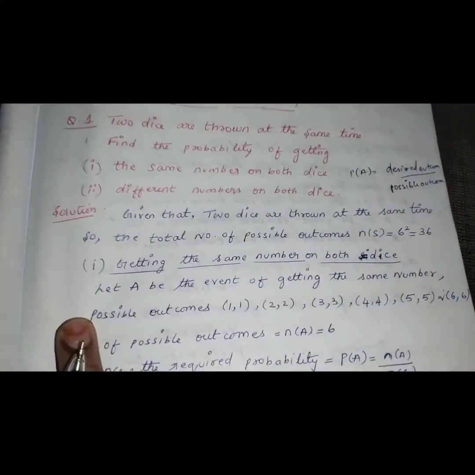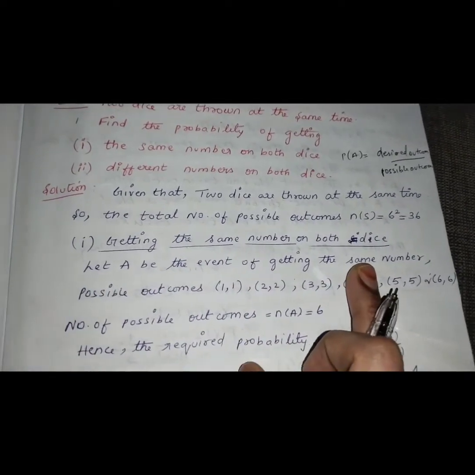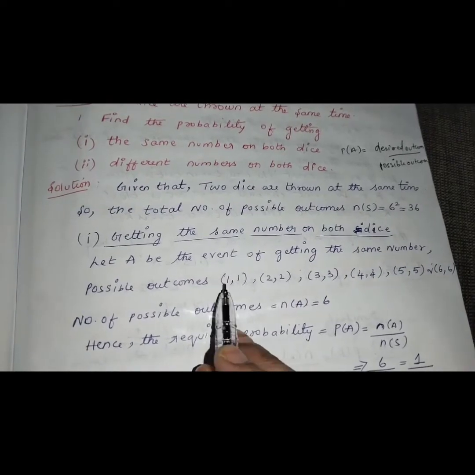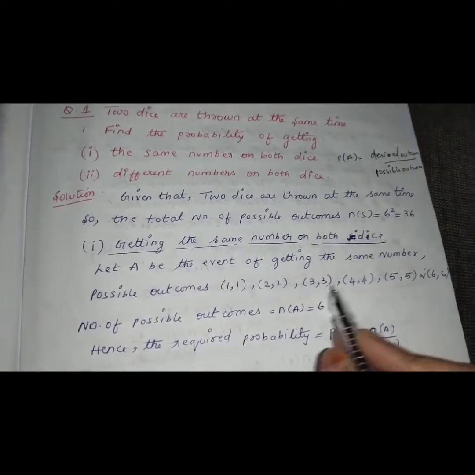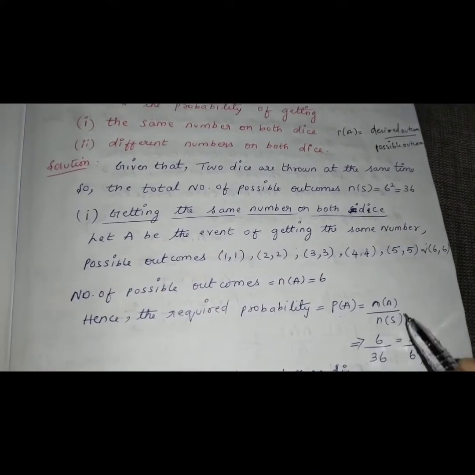So first subdivision, let A be the event of getting the same number. Let us see what the possible outcomes for the same number are: 1 1, 2 2, 3 3, 4 4, 5 5 and 6 6. So possible outcomes n of A is 6. Hence the required probability P of A equals n of A by n of S, which is 6 by 36, equal to 1 by 6.